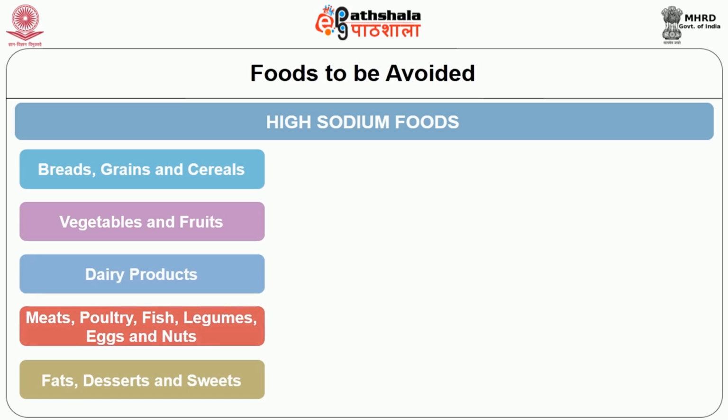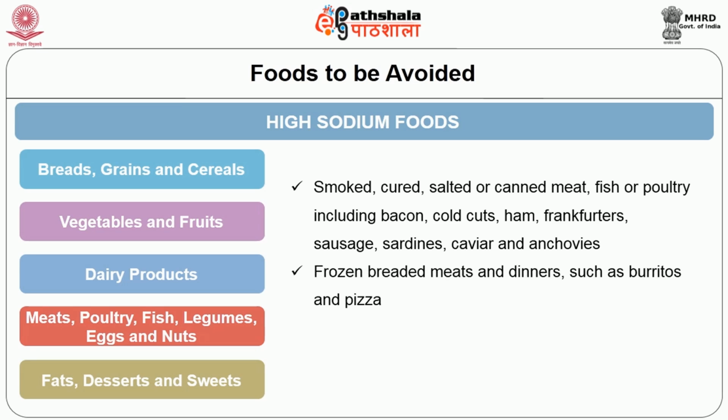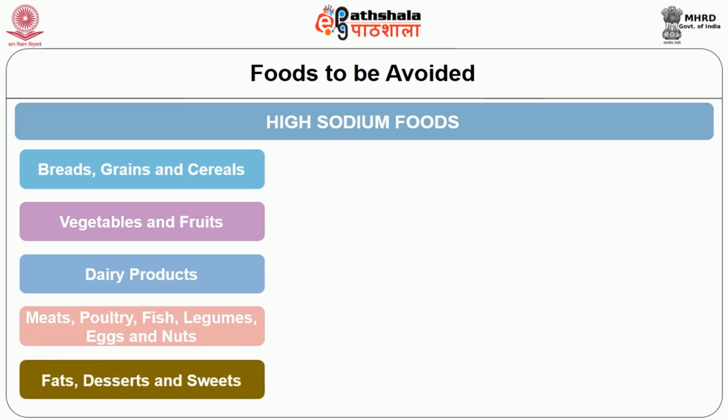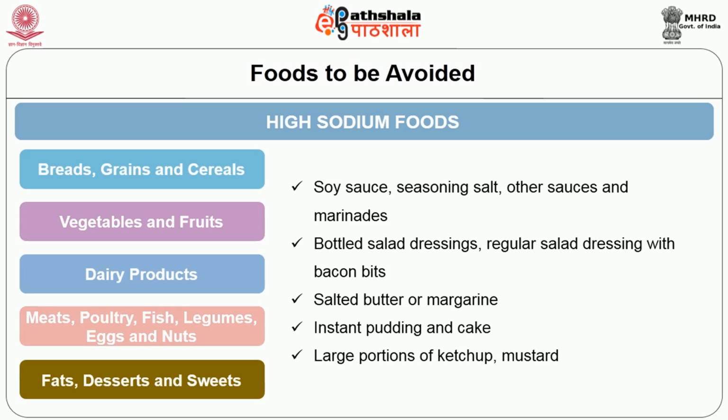With relation to meat, poultry, fish, legumes, eggs and nuts: smoked, cured, salted or canned meat, fish or poultry including bacon, cold cuts, ham, frankfurter, sausage, sardine, caviar and anchovies, frozen breaded meats, salted nuts, pizzas, beans canned with salt added. With relevance to fat, dessert and sweets: soy sauce, seasoning salt, other sauces and marinades, bottled salad dressings, regular salad dressings with bacon bits, salted butter or margarine, instant pudding and cake, large portion of ketchup and mustard.